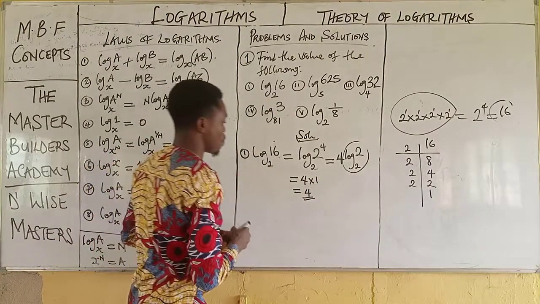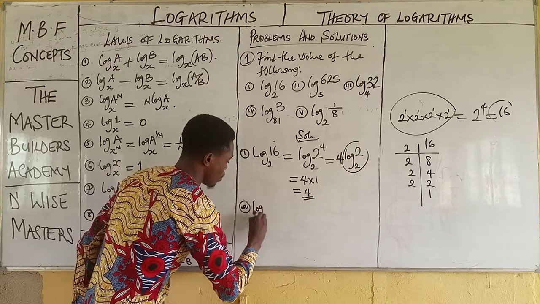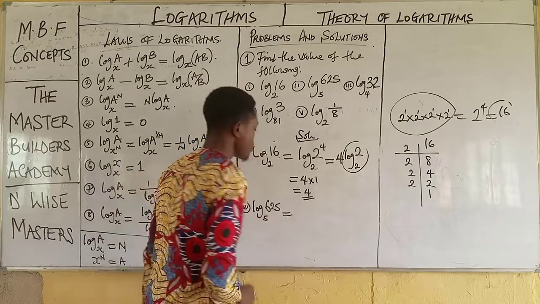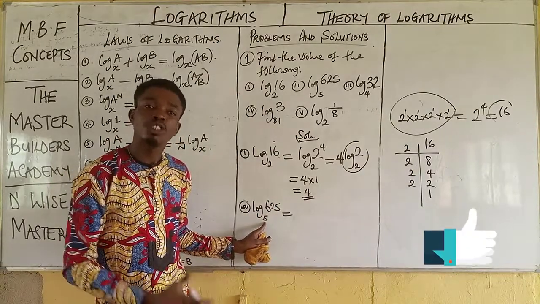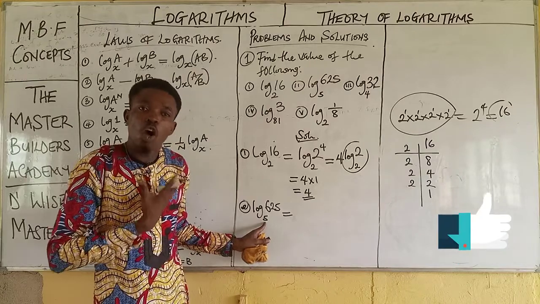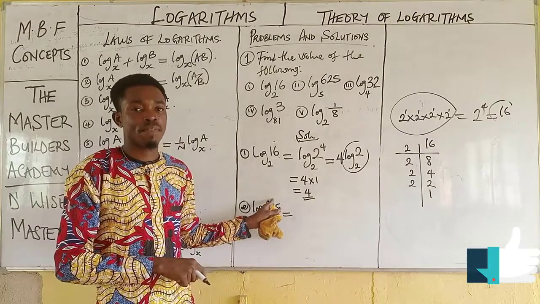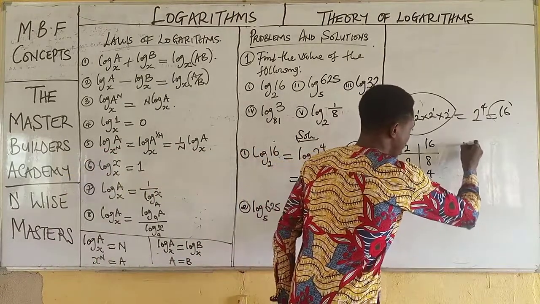Now if we progress further, we have question number 2. We are still using law 1. Log of 625 to the base of 5. So when I check 625 and check 5, which one is bigger? 625 is bigger than 5. So all I need to do now is to start dividing this 625 by 5 and see if it is possible. So now we come to this section again.